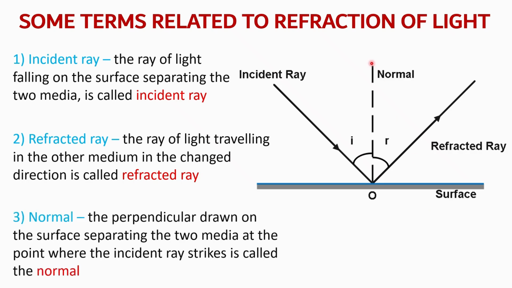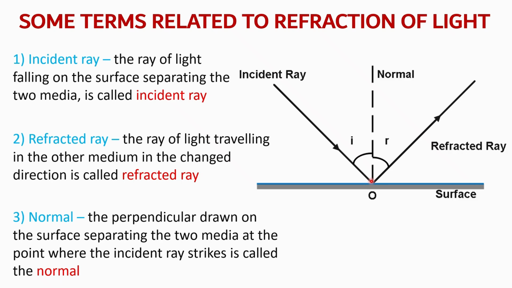Normal. Normal is the perpendicular drawn on the surface. Here we can see the normal is this, and it's 90 degrees with the surface. The perpendicular drawn on the surface separating the two media at the point where the incident ray strikes it is called the normal. In this diagram, this is the normal. Normal is nothing but an imaginary perpendicular drawn on the surface. It separates the two media and it's the point at which the incident ray comes and strikes the surface. Normal is always 90 degrees.